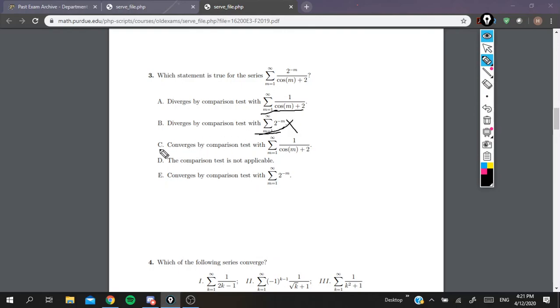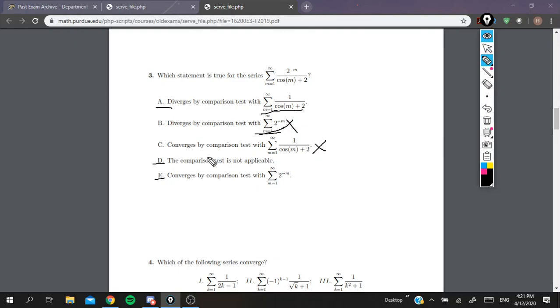And the same goes for C, as you're comparing to a divergent series, and there's no way you can get the result of convergence. And then that leaves us with A or E, technically. If none of those work, then we would choose D.